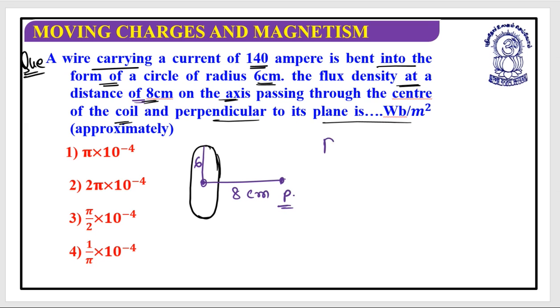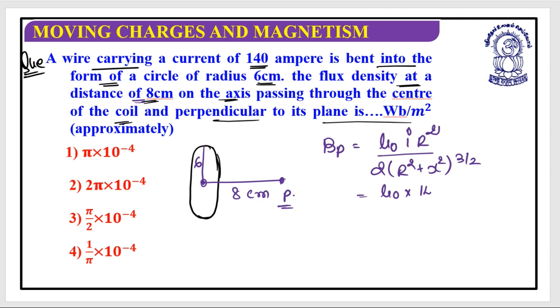So the magnetic field at this point P could be written as mu naught I r square divided by 2 into bracket r square plus x square to the power 3 by 2. So this is equal to mu naught multiplied by I, 140, multiplied by radius r square. The radius is 6 centimeter, so this is 36 into 10 to the power minus 4.